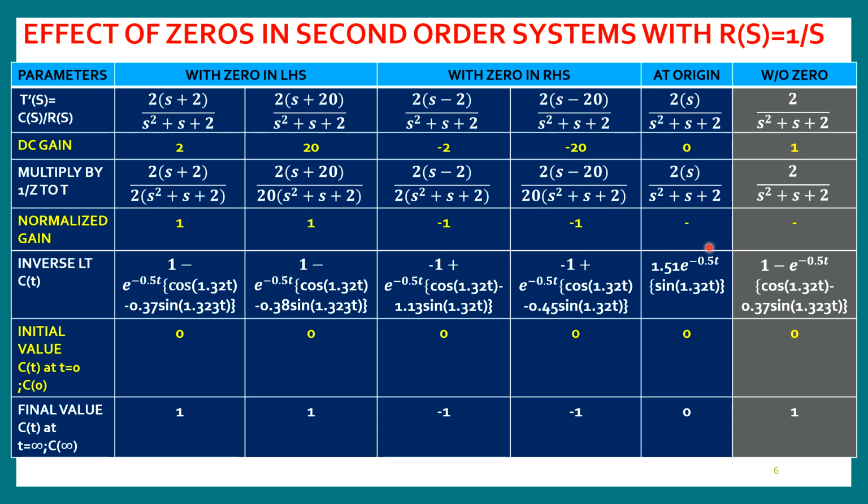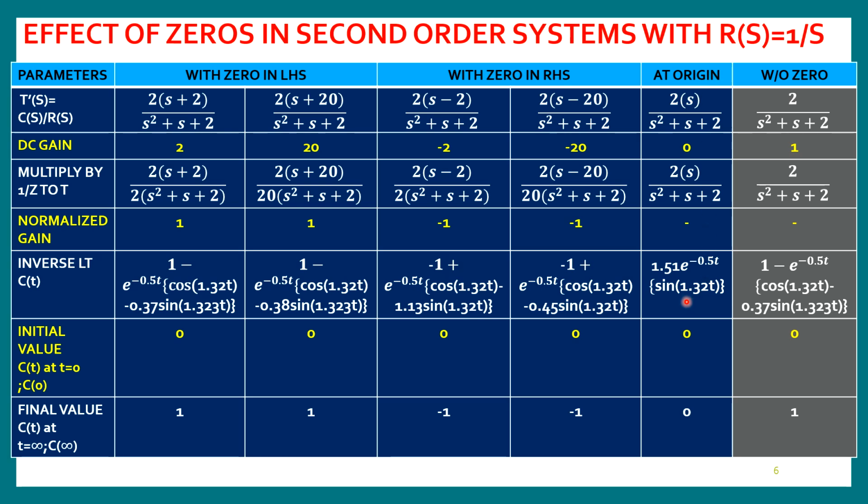For the last two cases, it is not required as it is without zeros. In this case, the zero is at the origin. Now do the same procedure as in the previous case, and we get C of the functions. When you examine C of the functions, for the first two terms, when the zero is in the LHS, the final value is 1. When it is in the RHS, the final value would be -1.